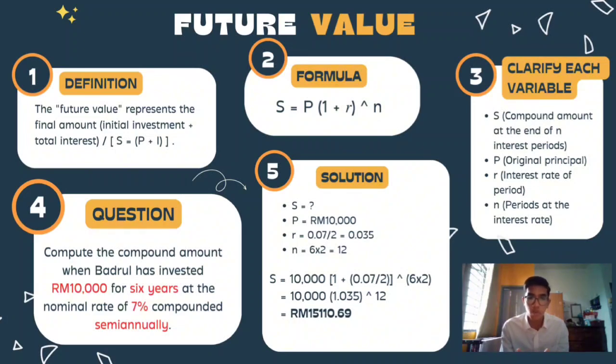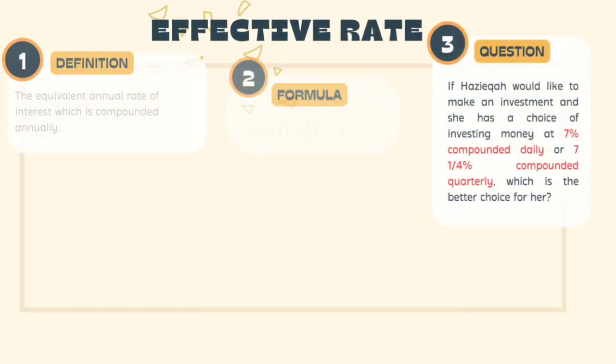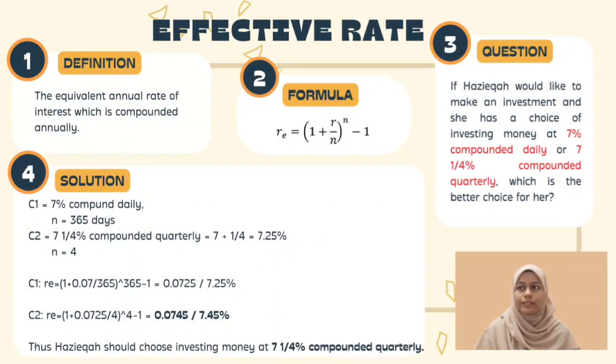P we insert 10,000 ringgit Malaysia. R we insert 0.07 divided by 2 and we will get 0.035, and N we insert 6 multiplied by 2 and we will get 12. And finally we will insert the amounts in the formula, S equal to 10,000 bracket 1 plus 0.07 divided by 2 power of 6 multiplied by 2, and we will get 10,000 bracket 1.035 bracket power of 12. We will use the calculator to get the answer, and the final answer is 15,110.69 ringgit Malaysia.